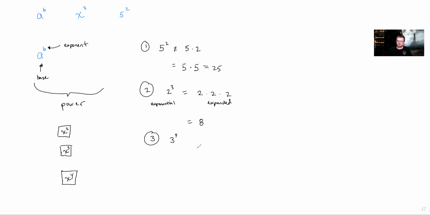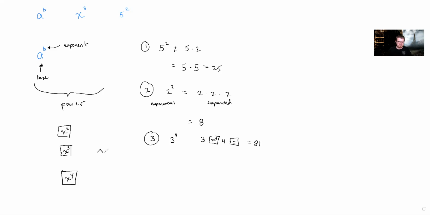And so what you would do, let's say I wanted to evaluate this, I would put 3, and then I would hit that x to the y button on my calculator, and then type in the 4, then hit equals, and that'll generate the answer, which in this case is 81. And you can get that by doing expanded form as well. Other calculators will have what's known as a caret key.